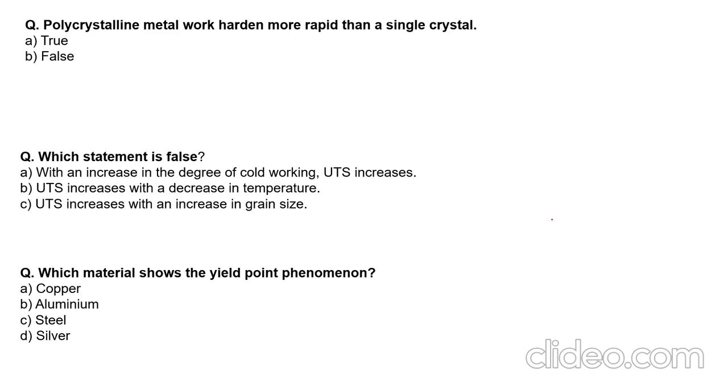So which is more difficult to work harden? Is it the single crystal or a polycrystalline material? Madam, polycrystallines are difficult to get hardened. No, but we have a question that says the polycrystalline metal work hardens more rapidly. Then which is it, are polycrystalline easy to harden or single crystalline easy to harden? Which of the two statements is true? Is it true or false?